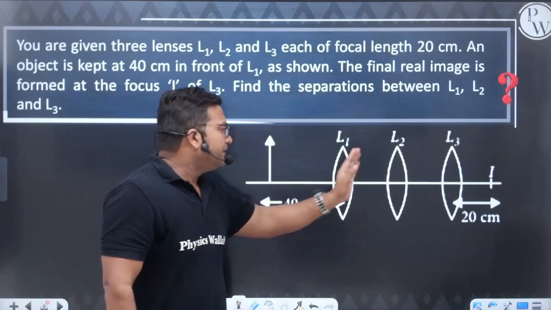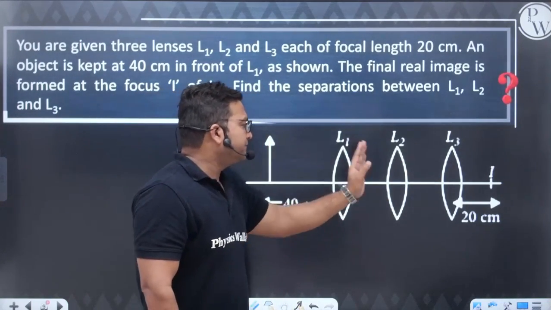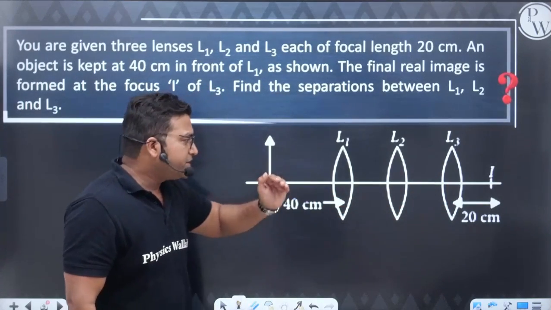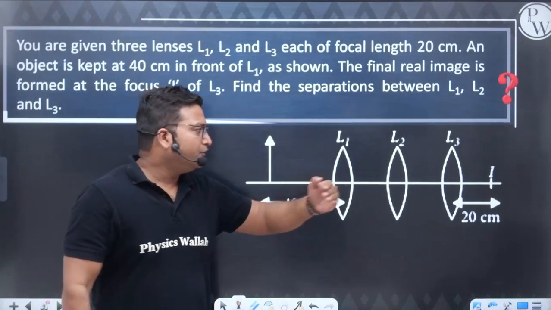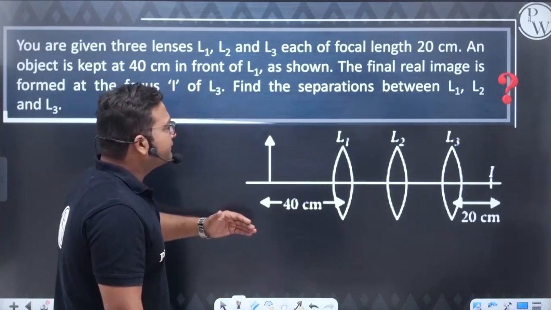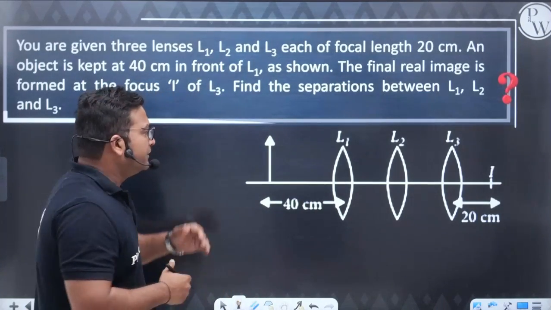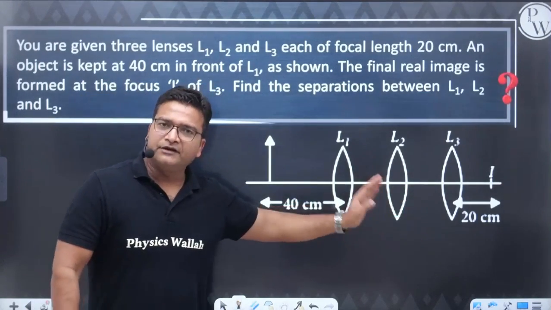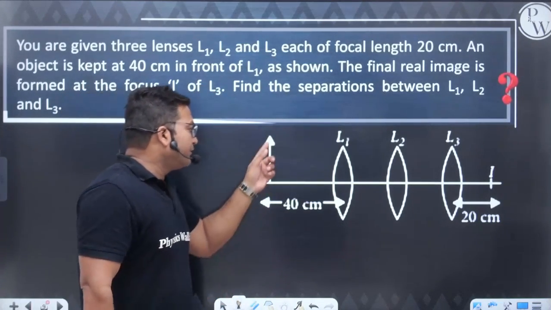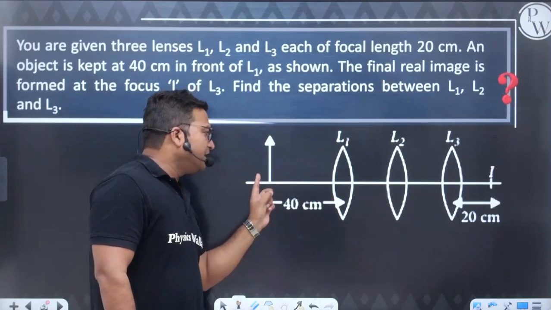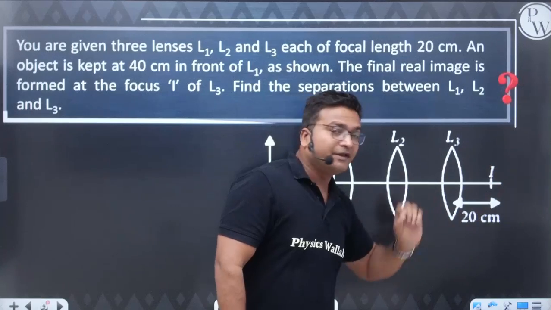But if they have lenses placed at some separation, you have to take one lens, then the second lens, then the third lens, take refractions through each lens in sequence, and you make the image. So suppose we have, this was a question previously asked in the board exam, and let us see how to solve this. So here we have three lenses, three converging lenses. Each lens has 20 centimeter focal length. We have an object at a distance of 40 centimeter from the first lens, and we have its image at a distance of 20 centimeter from the last lens.